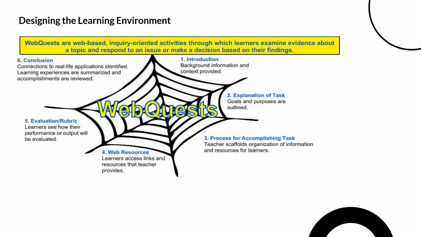WebQuest activities have 6 steps. The first, the introduction step, provides background and context for the topic. The second, the explanation of tasks step, sets the goal and the purpose for the activity. The next, the process for accomplishing the task step, involves the teacher scaffolding and facilitating information attainment of learners. And the fourth, the web resource tab, requires learners to access teacher-approved web resources for information. Next, the evaluation or rubrics tab provides learners with the processes by which they will be evaluated. And the last, the conclusion tab, requires learners to connect what was learned to real life application as well as summarize their experiences and accomplishments throughout the web quest.